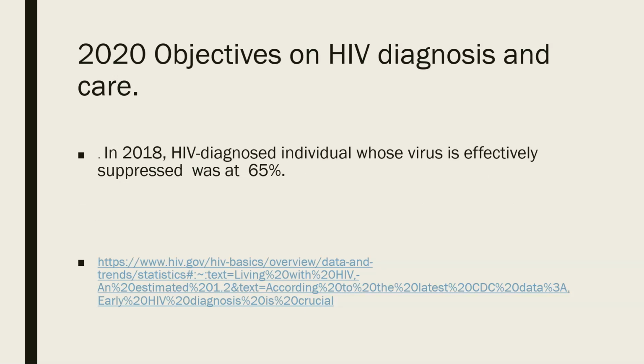I left this slide in order to show you how far we have come. Now we know that people diagnosed with HIV who are virally suppressed are at 85%. That is a 20% increase just since 2018. That's the reason I left this slide here, was to show you the magnitude of how far we've come with HIV diagnoses just in a very short period of time.